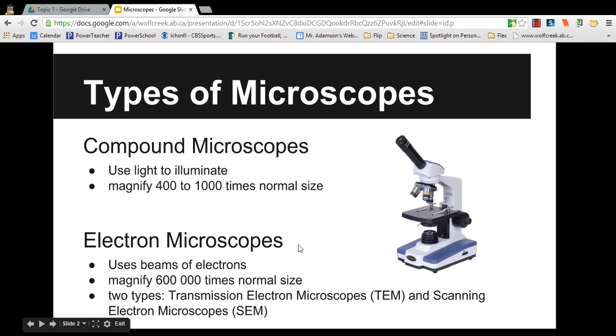The other type of microscopes that we're going to talk about are electron microscopes, and these use beams of electrons, just as the name says. They can magnify 600,000 times the normal size. And there are specifically two types of electron microscopes we're going to talk about. There's the transmission electron microscope, better known as TEM, and the scanning electron microscope, better known as SEM.